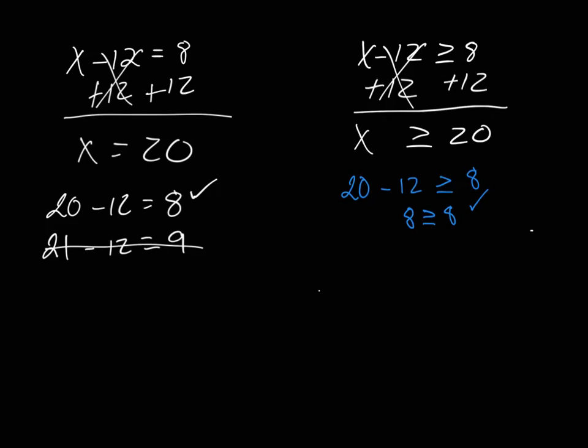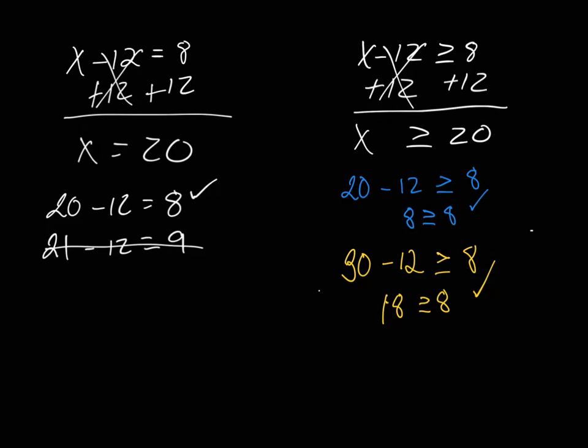I'm just going to choose, I don't know, 30. 30 is bigger than 20, so let's plug in 30 for x. 30 minus 12 is bigger than 8. Let's check it out. 30 minus 12 is 18, and 18 is greater than or equal to 8. So that indeed is also true.